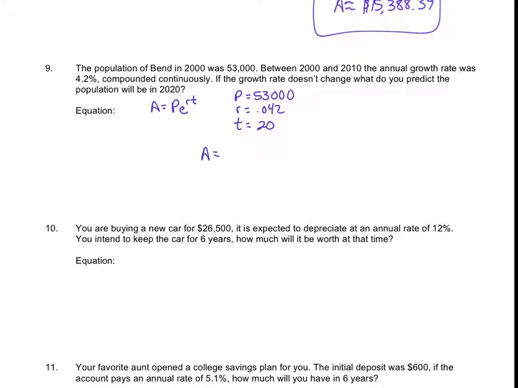So we're looking for A equals 53,000 times e to the 0.042 times 20 power. If we calculate that out, we get 122,767 people.